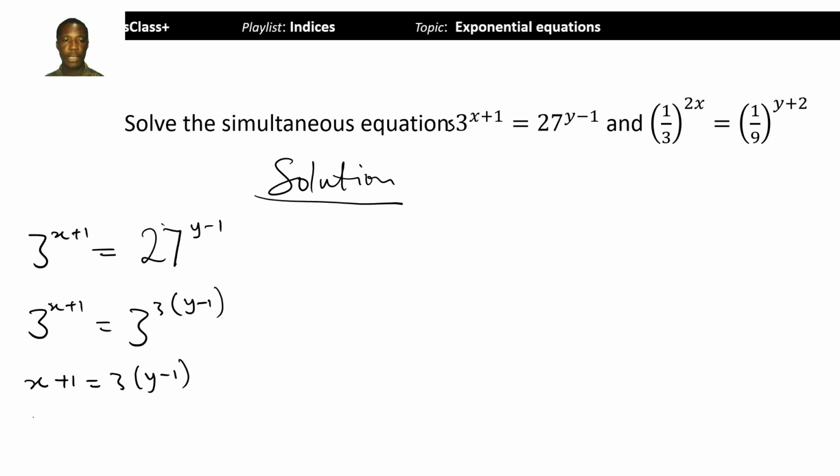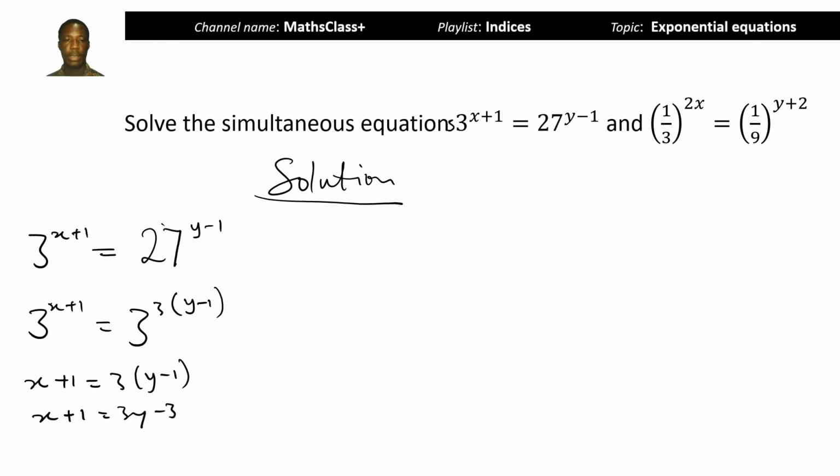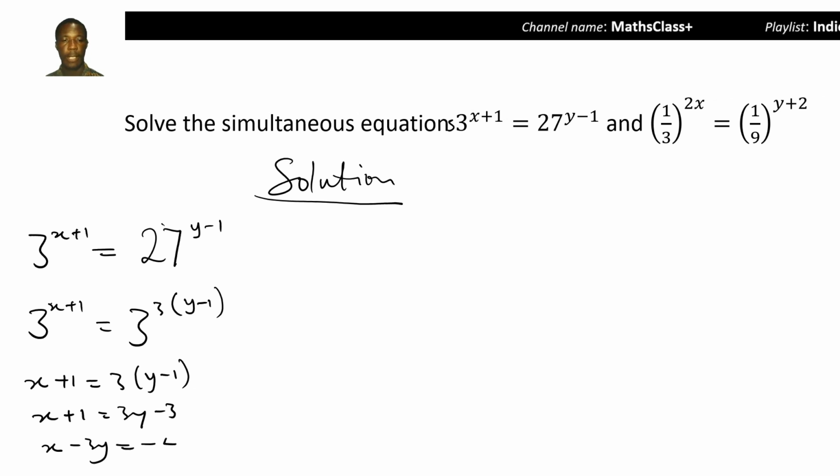I will rewrite it by opening the bracket, then grouping, and that forms my equation 1.